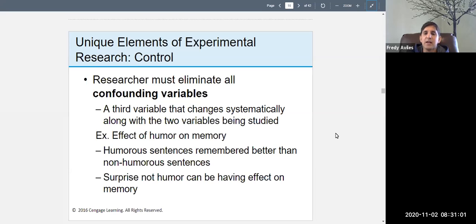However, there might be something else that explains that finding, that explains that outcome. That experiment that was done, it could be that surprise and not humor is having an effect on memory. Humorous sentences are more surprising than non-humorous sentences, right? So you see how surprise here is varying along with the independent variable? So it could be surprise that is causing the effect on memory. Things that are surprising, you remember better than things that are not surprising.